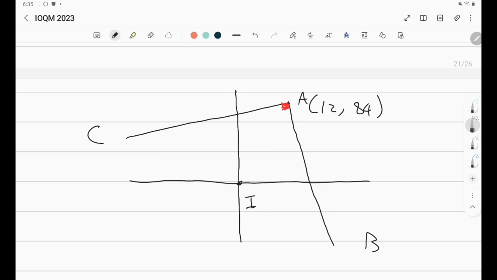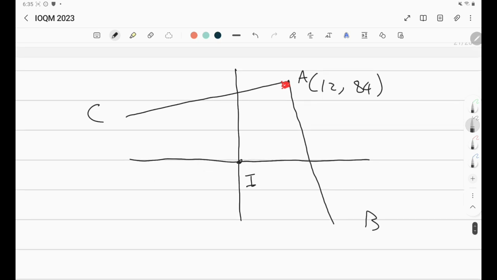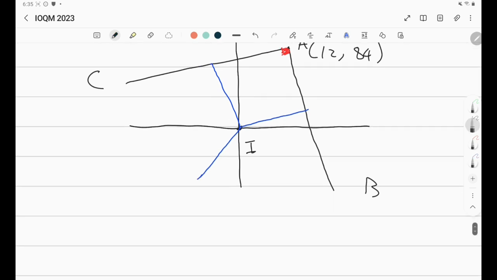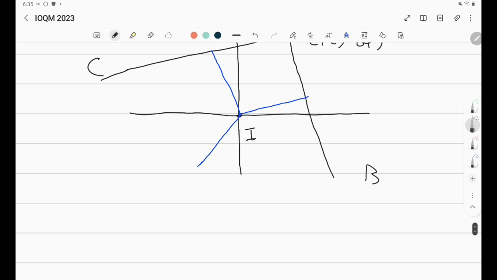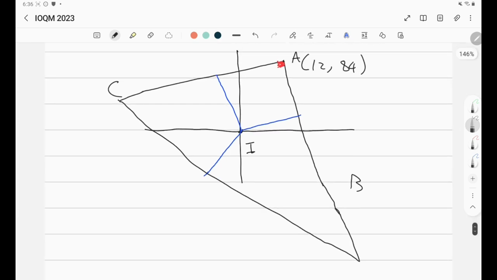Actually, if we want to make it better, if we just drop from I the inradius, it is this, and this, let's say something like this. If I extend these, yeah, something like this.